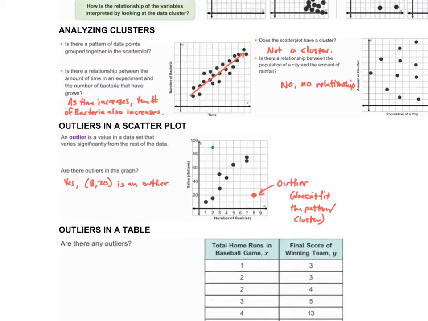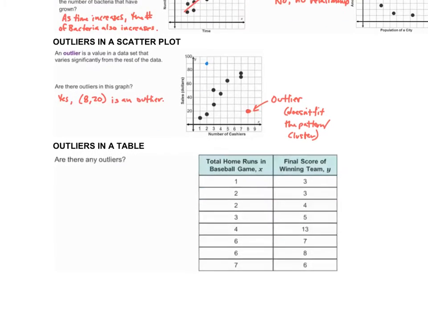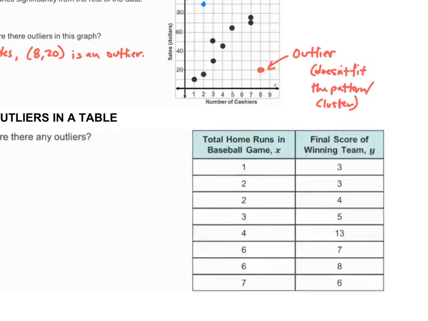And you can make conclusions based on the data. All right, so let's look at outliers in a table. Are there any outliers in this table? Over here, we see X values of total home runs in a baseball game, X, and the final score of the winning team.